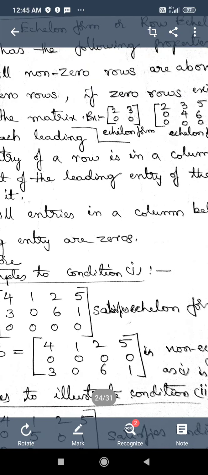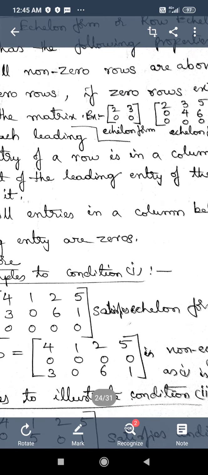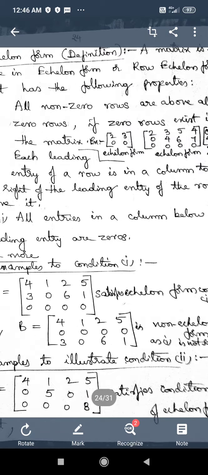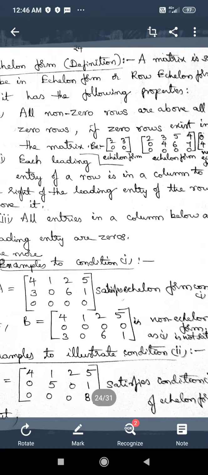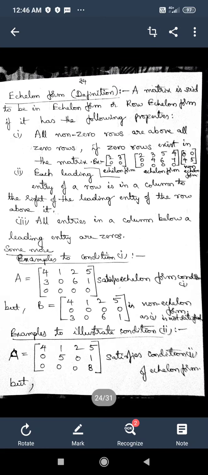third column only we should have the leading element in the third row. The first 2 elements in the third row should definitely be 0. We have another option too. In the third row the first 3 elements may also be zeros, and at least in the fourth column we can have the leading element in the third row, but it cannot be in the first column or in the second column in the third row. So that is the meaning of this condition 2.